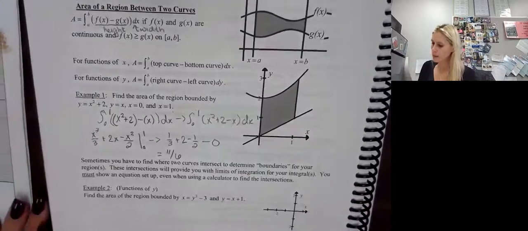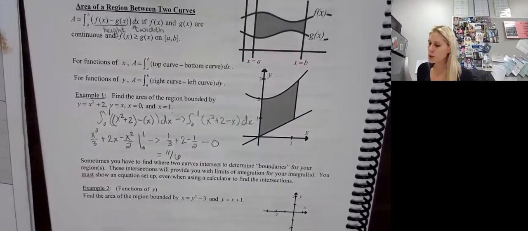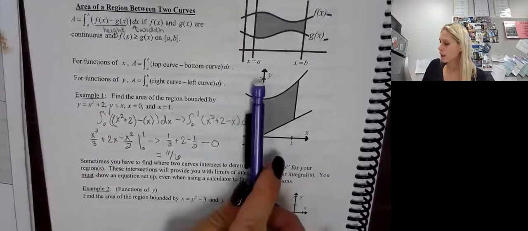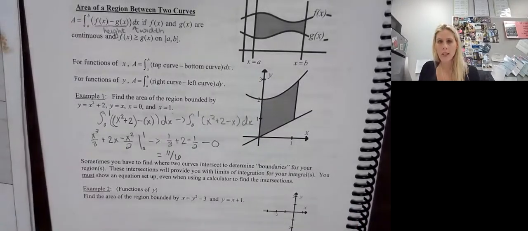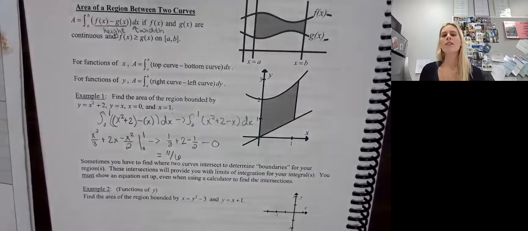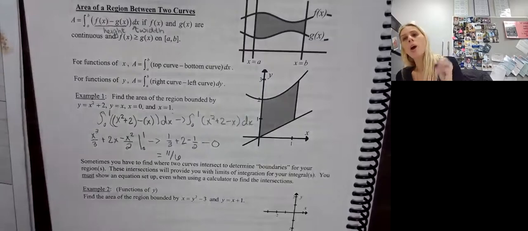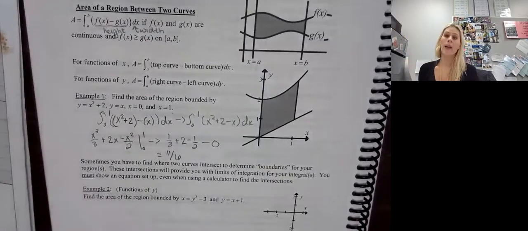Very good. Okay, sometimes you have to find where two curves intersect to determine the boundary. So right here, we know the boundaries are 0 and 1 because that was given to us. But sometimes our boundaries aren't given. So how do we do that? We have to find where they intersect. Now, you must show an equation setup, even if you are using your calculator, okay? So you need to make sure you write down what you're setting it equal to, and then your answer.